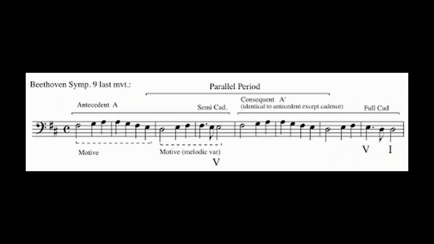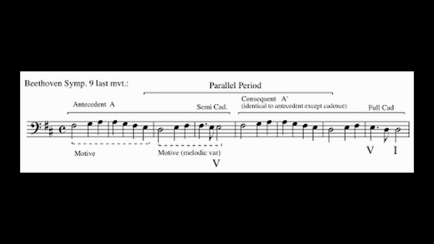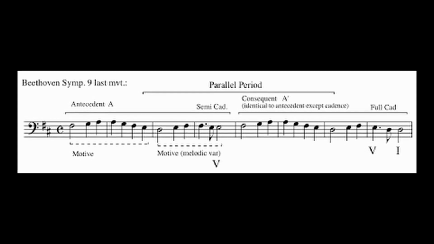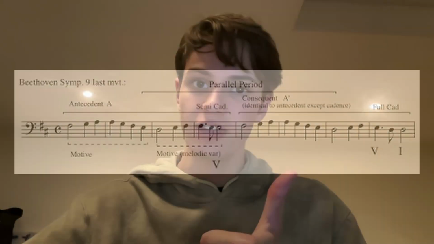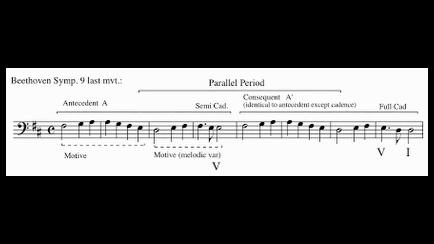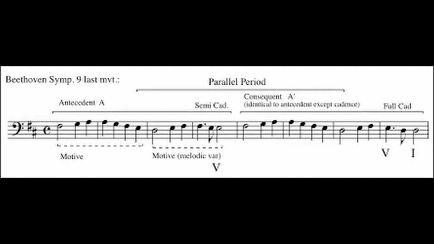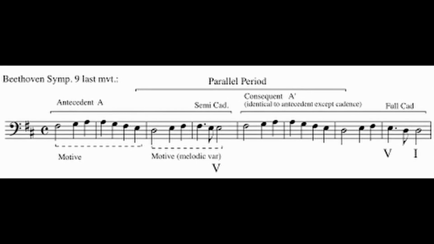Anyways, so period form involves two phrases, and it's super simple. The first phrase ends on a half cadence, and then the second phrase is almost identical to the first phrase, except it ends on a full cadence. And usually the last 1 or 2 bars will be slightly different. And I recommend putting these forms together. So usually this would be 2 sentence forms within a period form.